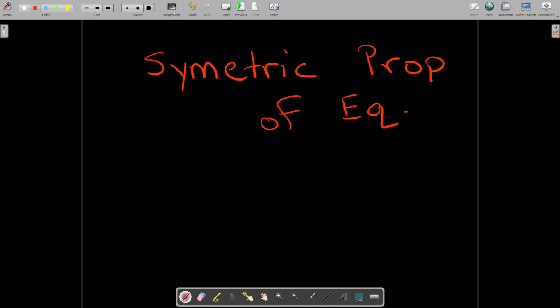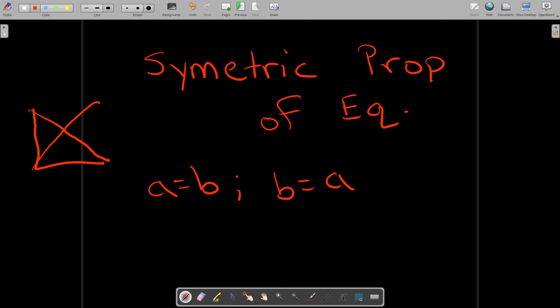Okay, now the symmetric property of equality is a fairly simple one. It states that if A is equal to B, then B has to equal A. So that makes sense. Because with this property, if we say A is equal to B and B is equal to A, if I draw the same figure like this, and this is A and this is B, we can see that A is equal to B, so B has to equal A. So these two sides are equal.